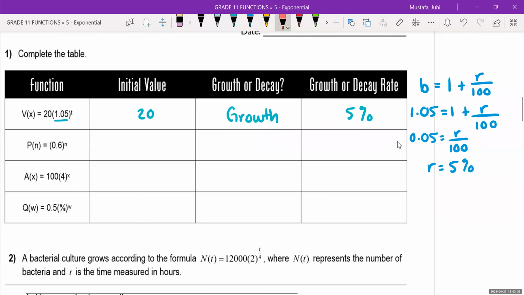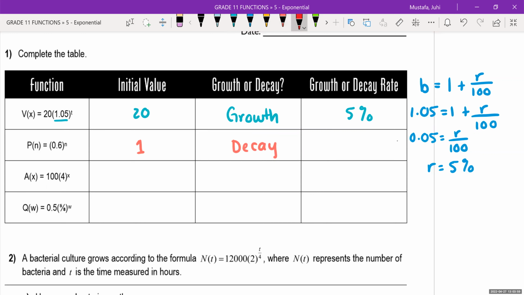The initial value for this is just the number 1 because there is no number in front of it. Is this growth or decay? Yeah, and how do we know it's decay? Yeah, the number is less than 1. In order for us to figure out the percent, let's go ahead and use the formula, and then we'll try to figure it out using logic.